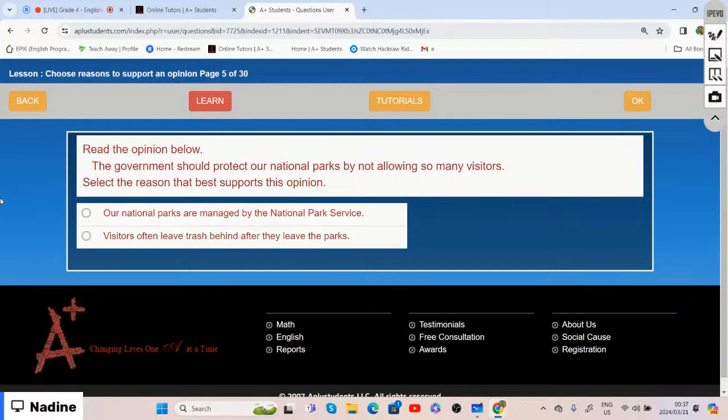It says the government should protect our national parks by not allowing many visitors. Is the reason for this person saying it because our national parks are managed by the National Park Service? Or option two, visitors often leave trash behind after they leave the parks?